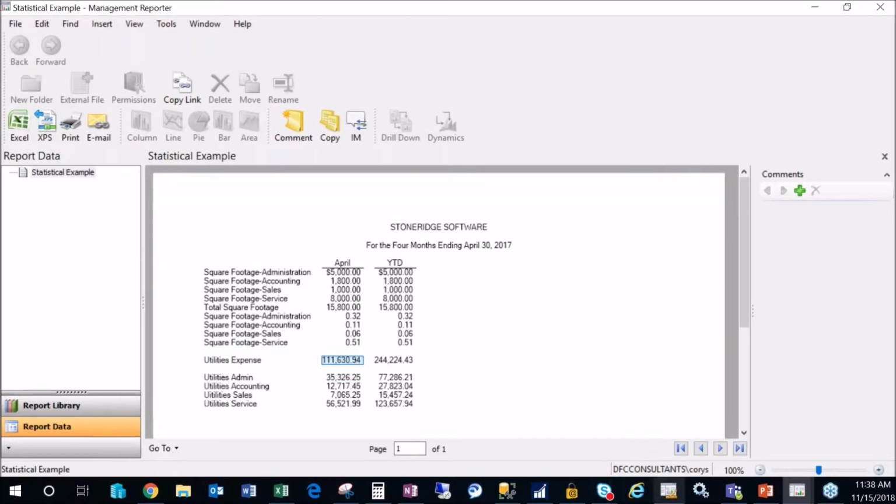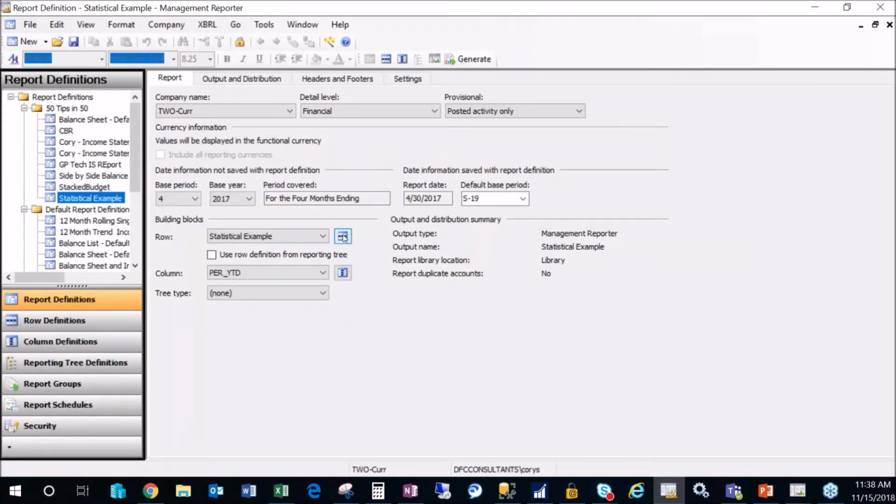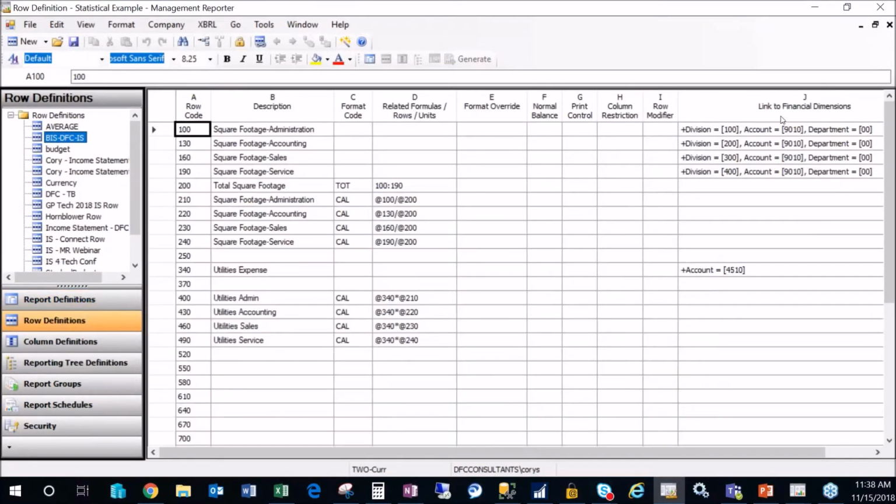I'll just go over to the row format quickly to show you what that looks like. So I have my accounts first, the statistical accounts. I posted some square footage numbers to my accounts. And then down here, I'm getting my total. So I'm totaling up the range of the row codes 100 through 190. And then I'm getting my percentage of what each department makes up for the square footage. So the administration building was the biggest, so that was a little higher. And then down here below, I'm taking my utilities expense account, and then I'm multiplying that by the percentage of what each department's square foot is to get that number.